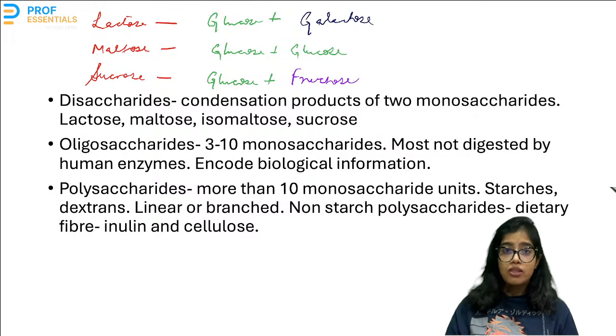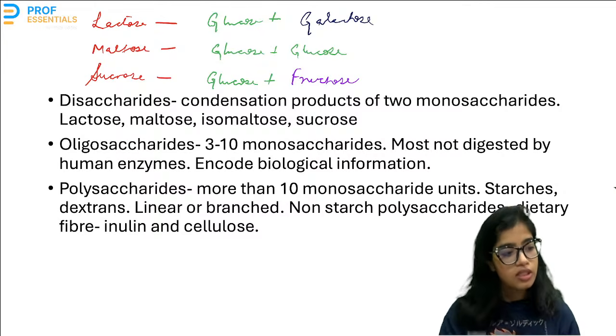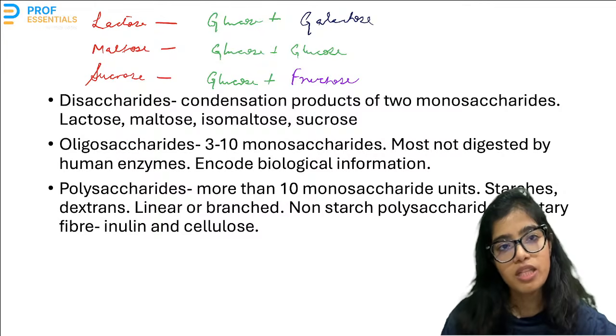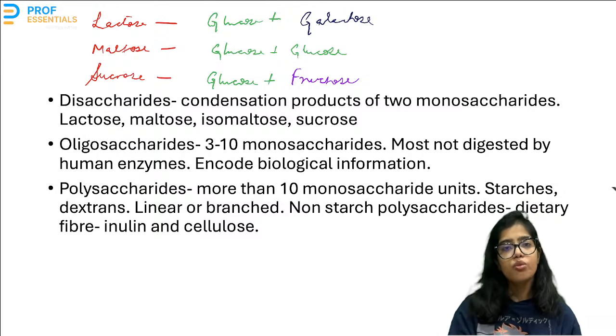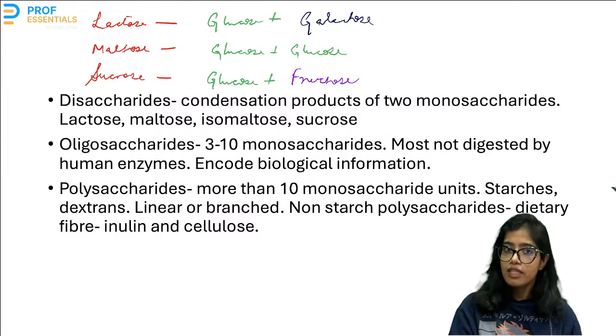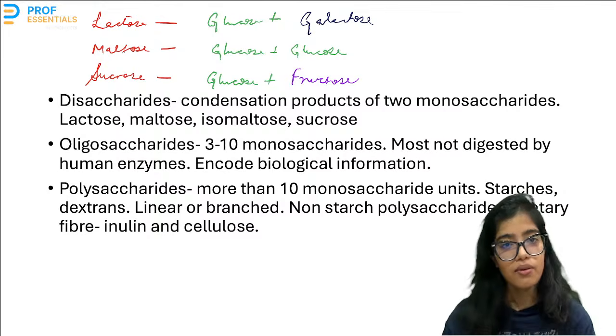Understood? So lactose is glucose plus galactose. Maltose is glucose plus glucose. Sucrose is glucose plus fructose. Isomaltose is an isomer of maltose. Okay, understood? So monosaccharides we have read about, and we have read about disaccharides. Next we come to oligosaccharides.